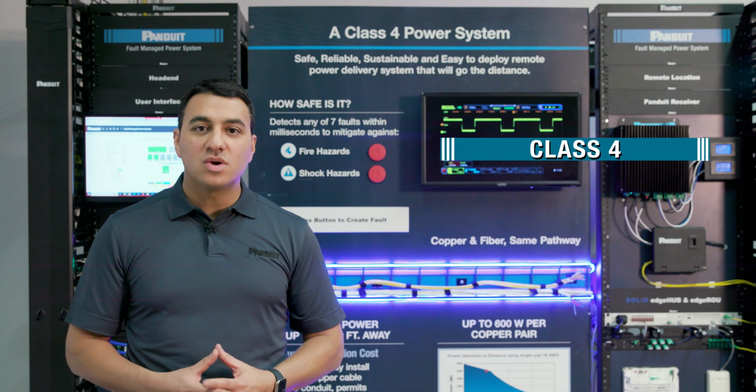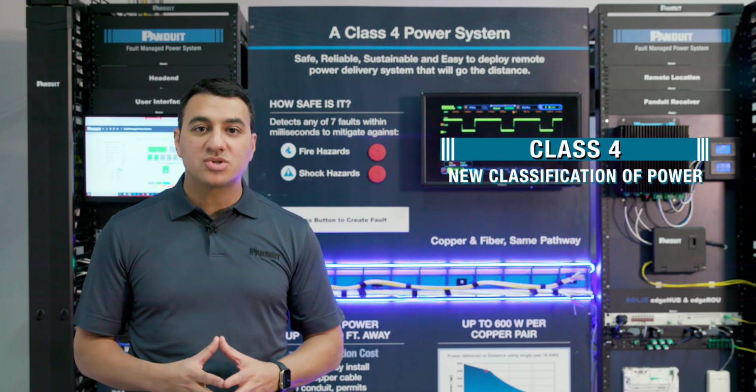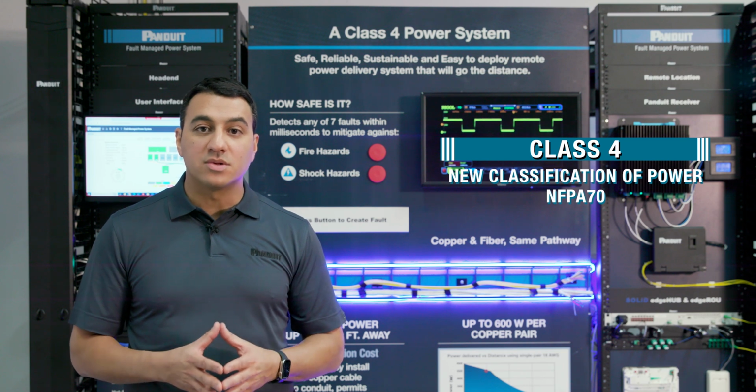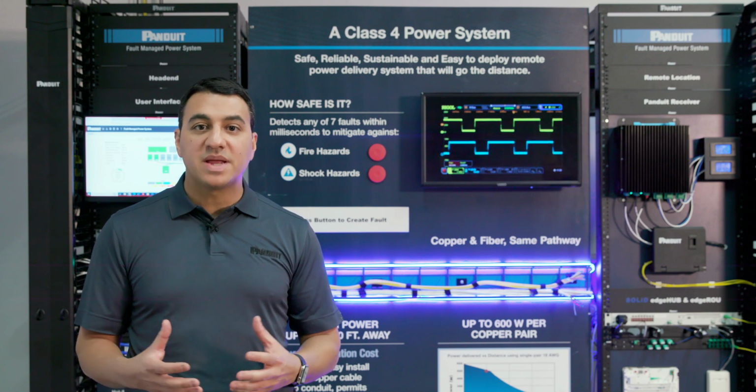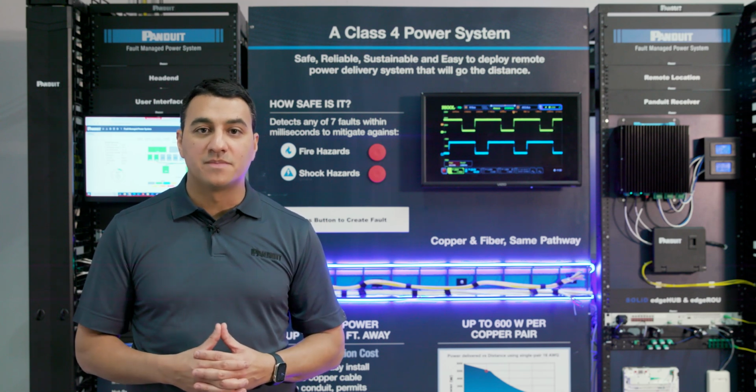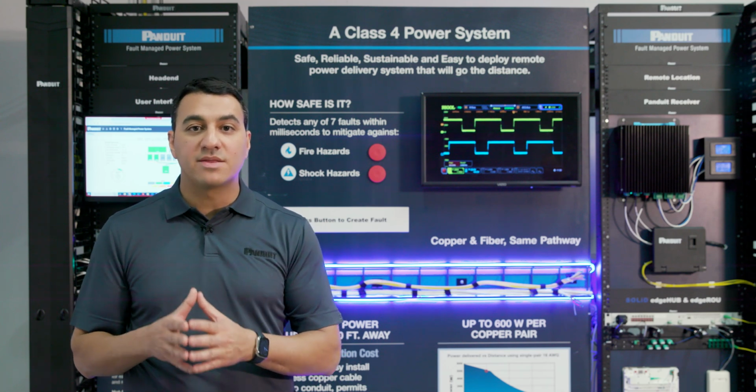Class 4 is a new classification of power under the National Electrical Code, or NFPA 70. It's covered under Article 726. And to really explain what Class 4 is, we have to step back and look at the existing classes of power. You have Class 1, 2, and 3.